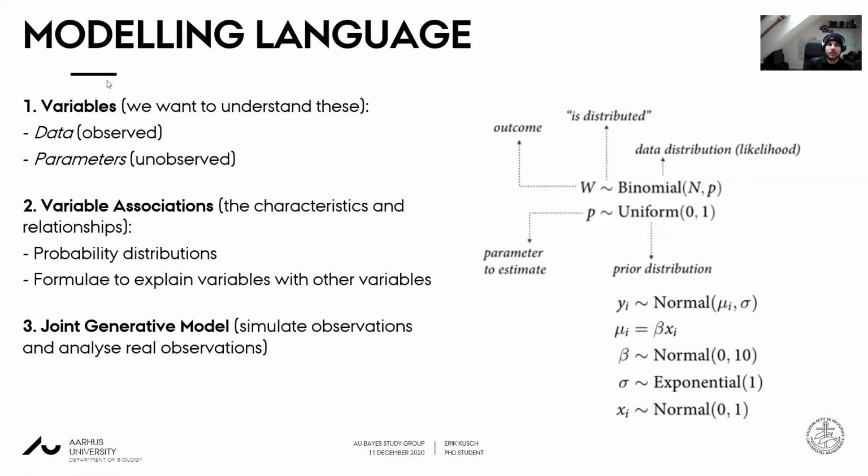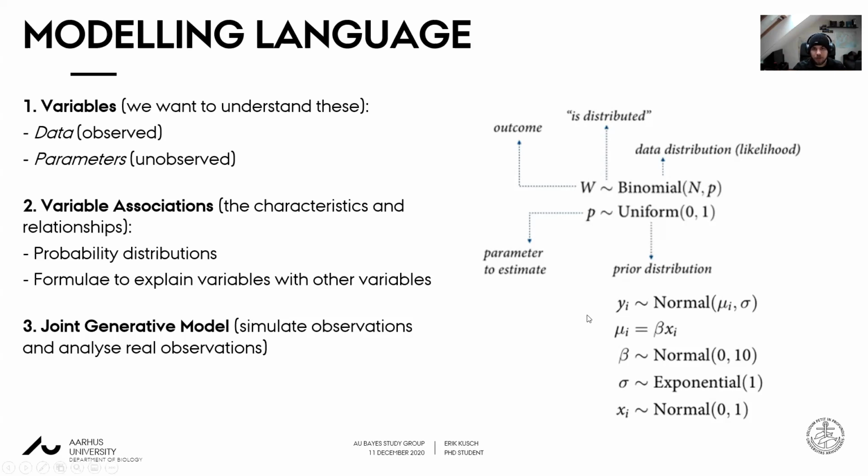So with variables, these are the things we want to understand. They come in two flavor profiles. One is the data, meaning the observed stuff that we want to feed to the model. The other is parameters, which define associations between the different data sets, for example, or data variables. And these are unobserved. We want to estimate these. So like I already said, variable associations, which come after variable definitions, tell us how certain characteristics link with one another. These are probability distributions or equations that explain variables with other variables. Together, these then form a joint generative model.